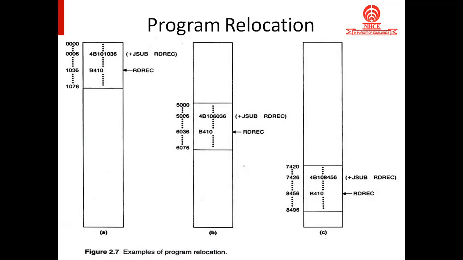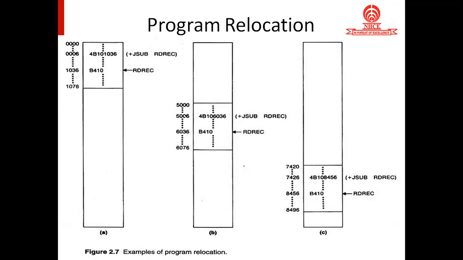So program relocation is basically changing the starting address. As we discussed already, the starting address of the program is mentioned in the program by the programmer. But when the program is being loaded into the memory, we may not get the same address for the program. That is the situation where the program is to be relocated; relocation of the program happens at the time of loading.